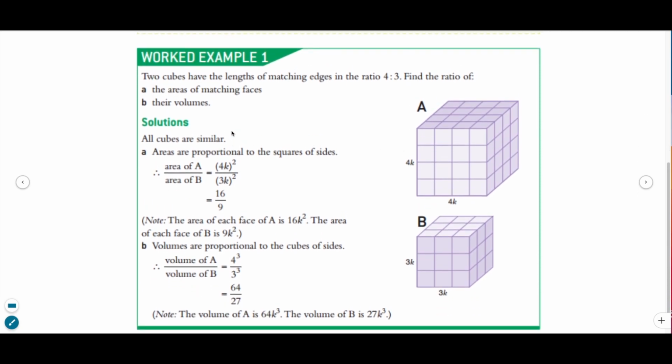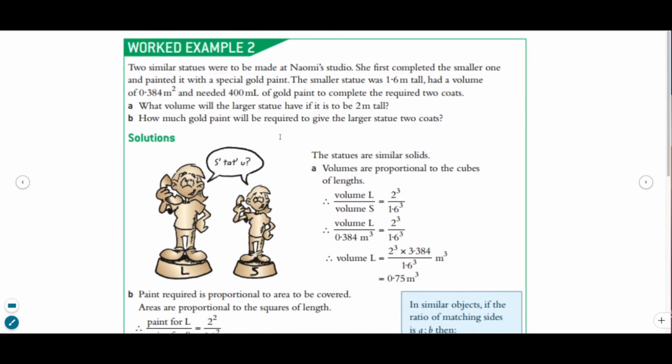All right, so then let's just take a look at the first worked example. Two cubes have a length of matching edges in the ratio of 4 to 3. Find the ratio of the areas of matching faces. Okay, so we know that the length of the sides is going to be 4 to 3. Then the ratio of the areas is just going to be 4 squared to 3 squared, right? Which is 16 to 9. The volumes, you just have to cube it instead. So then the volumes is just going to be 4 cubed to 3 cubed, which is 64 to 27. So it's pretty straightforward, right? Because volume is 3-dimensional, area is 2-dimensional.